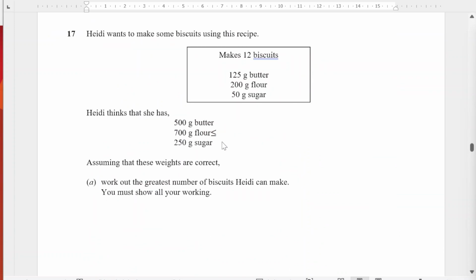Okay, question 7. So Heidi wants to make some biscuits using this recipe. It makes 12 biscuits, and we've got a recipe. Heidi thinks she has, and then we've got some values. Assuming these weights are correct, work out the greatest number of biscuits Heidi can make. You must show your working.